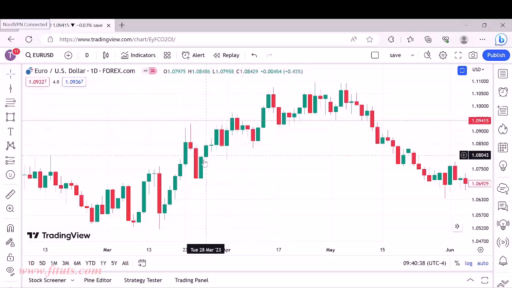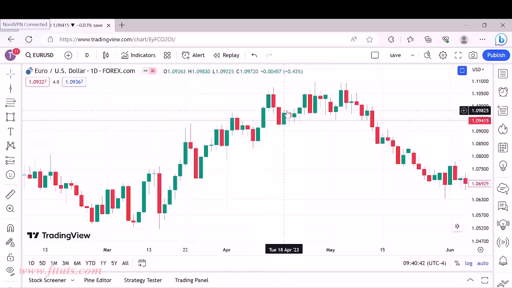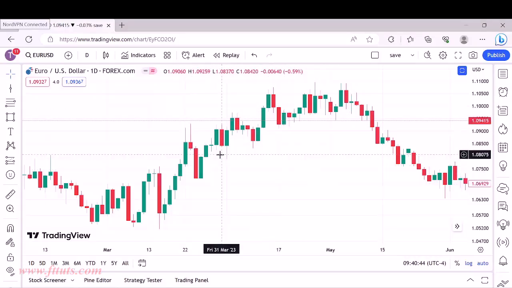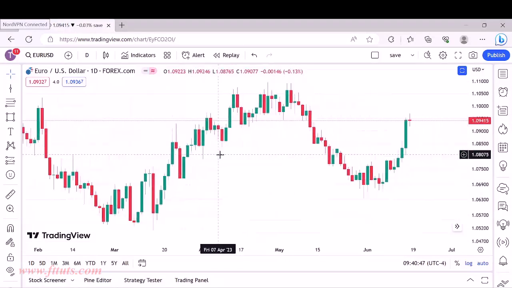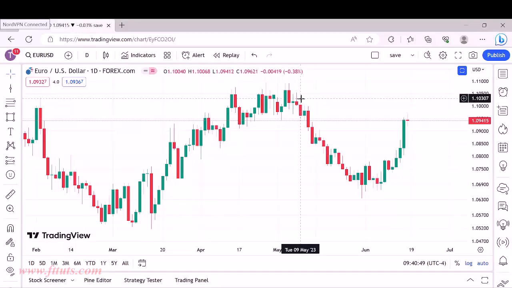It's consistently putting in higher lows, it's consistently making new highs. That is a clear representation of something operating within a bullish market structure. On the other side of the coin, we have something that is operating within a bearish market structure.